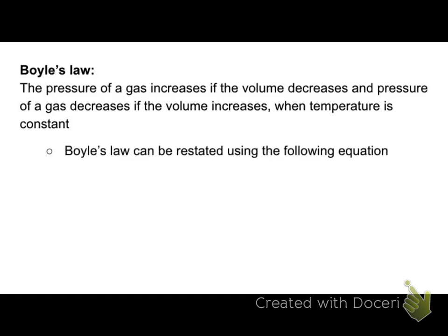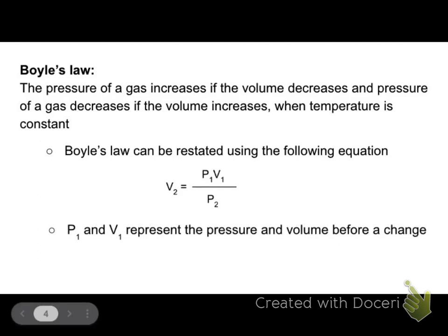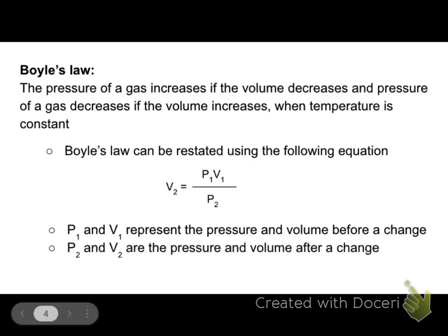You can restate Boyle's law mathematically using an equation that relates pressure and volume before a change to pressure and volume after a change. Looks like this. They're saying volume 2 is equal to pressure 1 times volume 1 divided by pressure 2. When they say pressure 1 or volume 1, they mean the pressure and the volume before a change happens, and pressure 2 and volume 2 are the pressure and volume after a change happens.